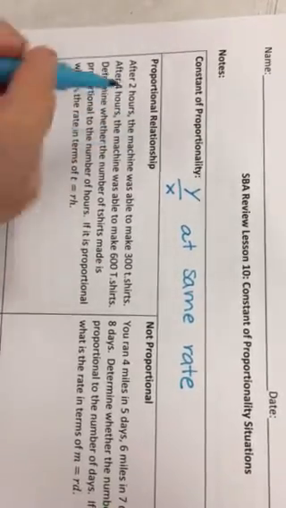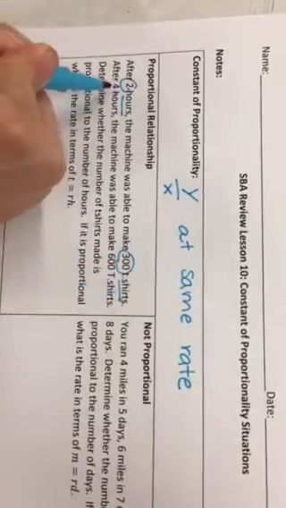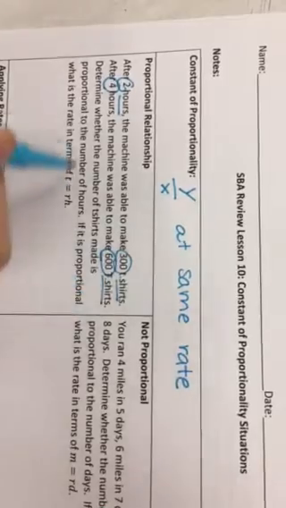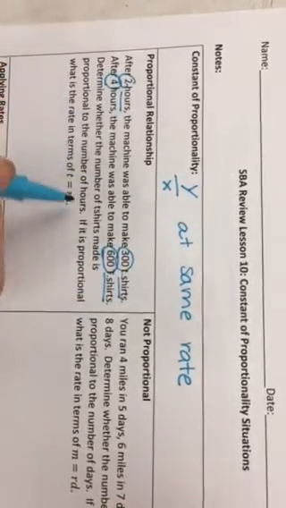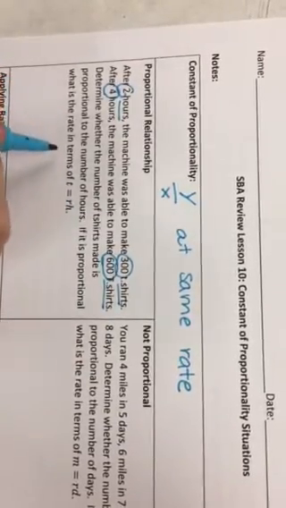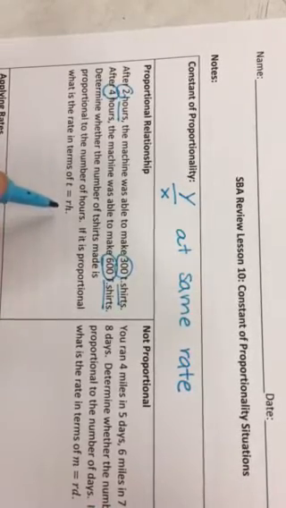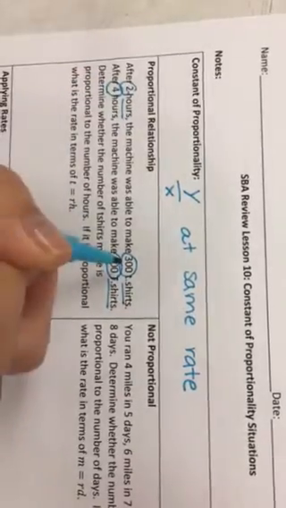After 2 hours, a machine was able to make 300 t-shirts. After 4, the machine was able to make 600 t-shirts. Determine whether the number of t-shirts made is proportional to the number of hours. If it is, we'll write an equation in terms of the number of t-shirts equals the rate times the number of hours. So let's go ahead and check.